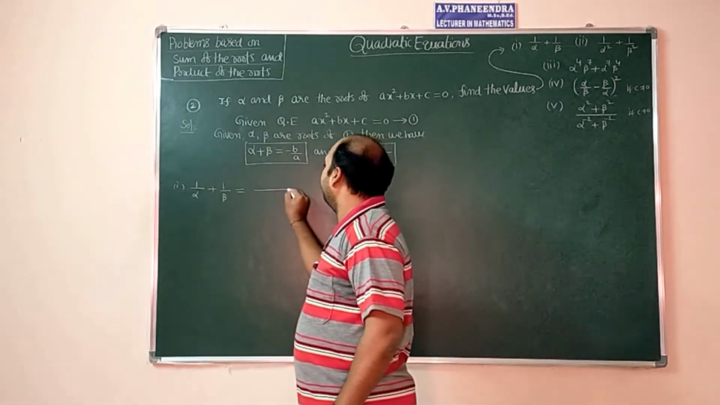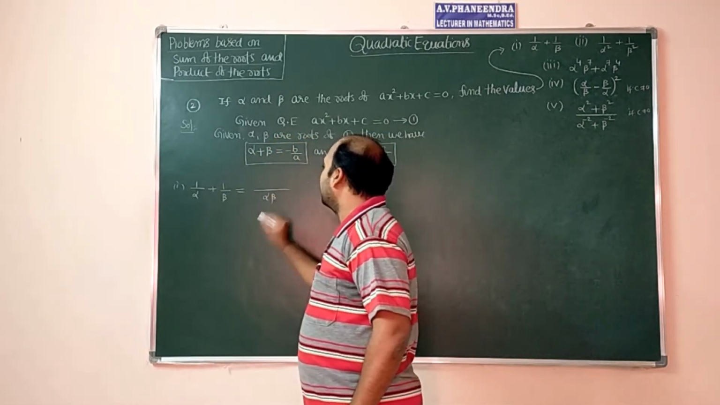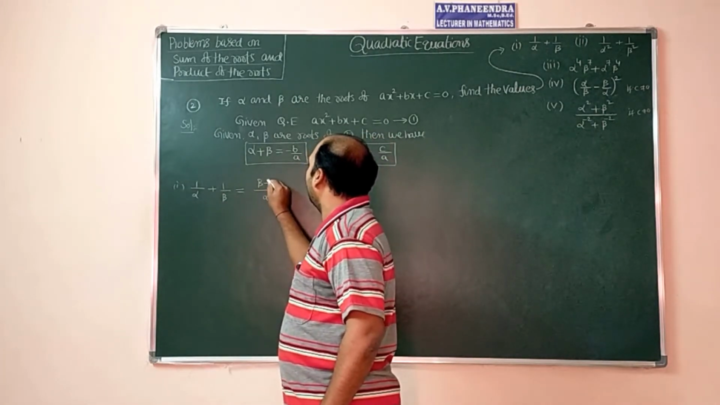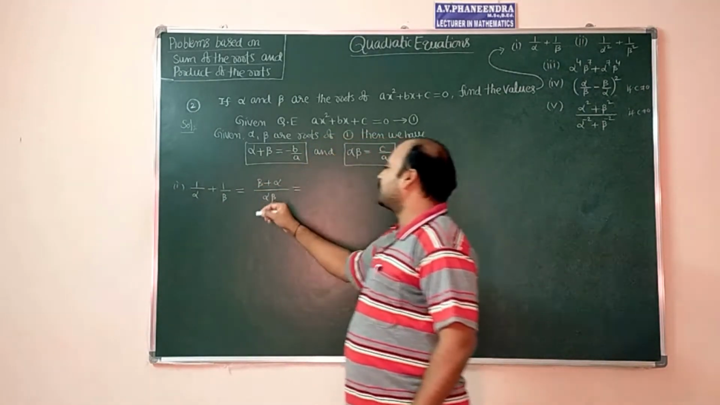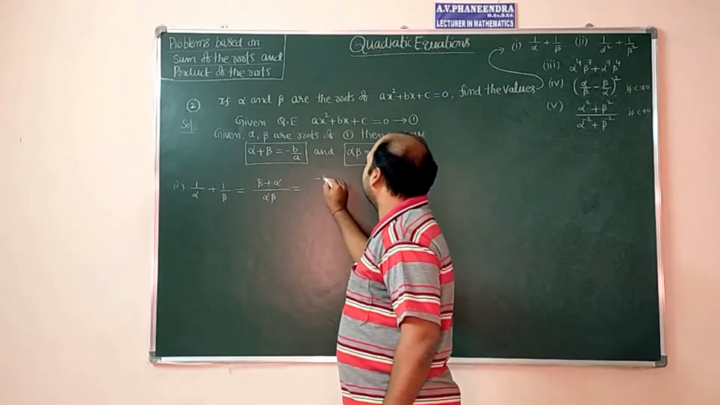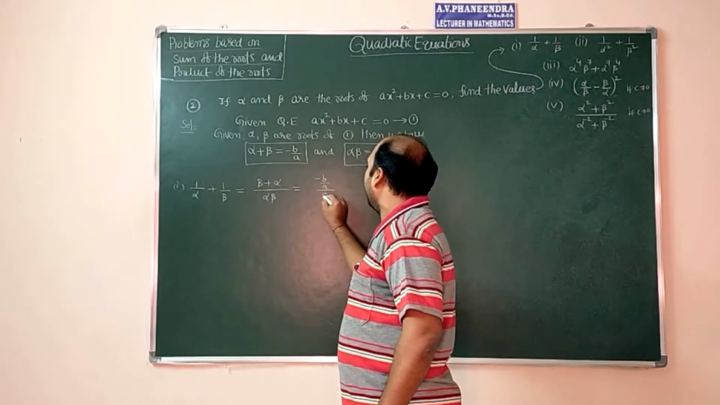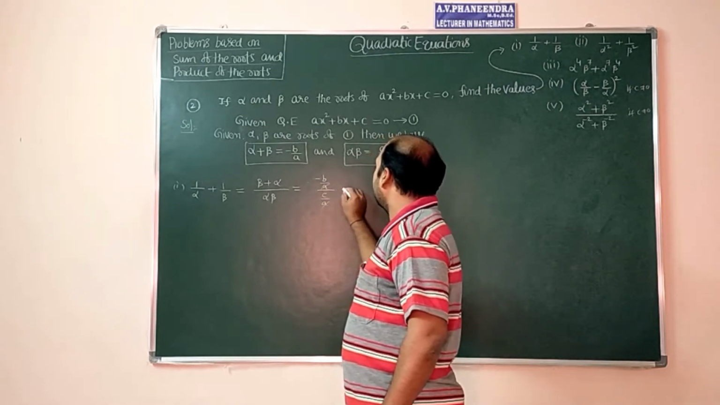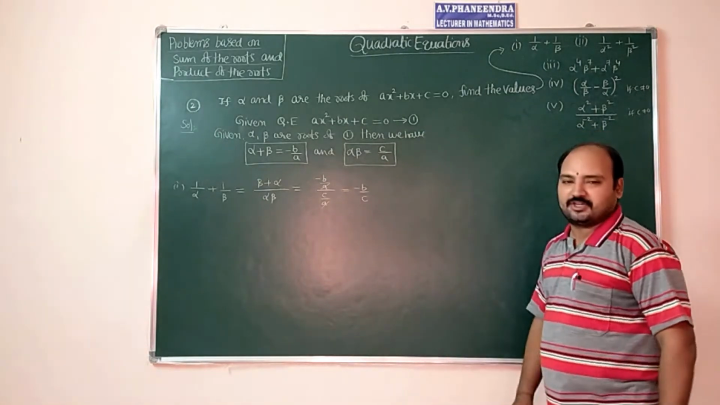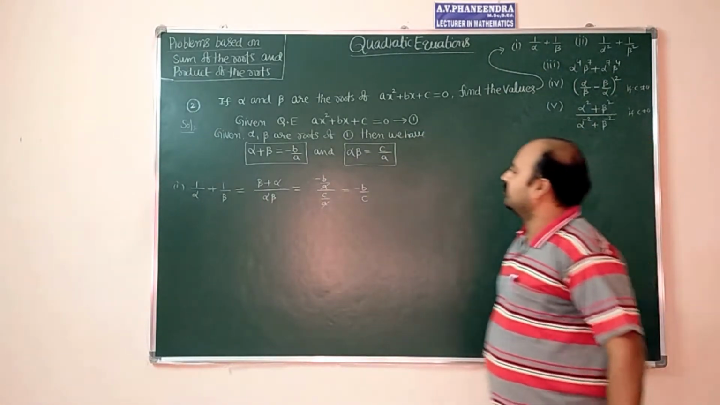Take that LCM. Alpha beta is the LCM. So beta plus alpha, that means alpha plus beta by alpha beta: sum of the roots by product of the roots. So minus b by a divided by c by a. The a gets cancelled, which is equal to minus b by c. So the first question answer we got. Come to the second question.